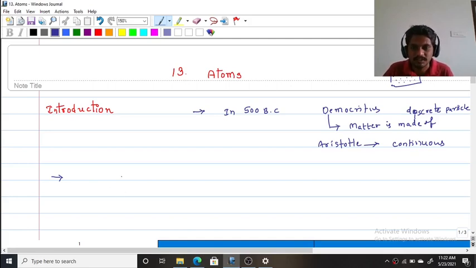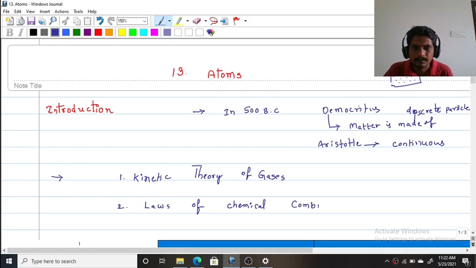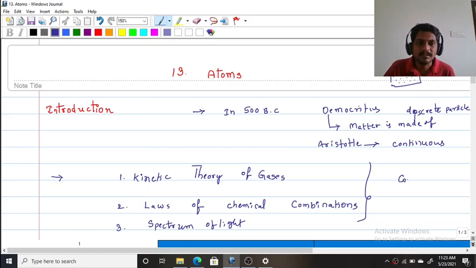From the following experimental observations: first one is the kinetic theory of gases, the second one is the laws of chemical combinations, and the third one is the spectrum of light. These three experimental observations confirm the atomic nature of matter.